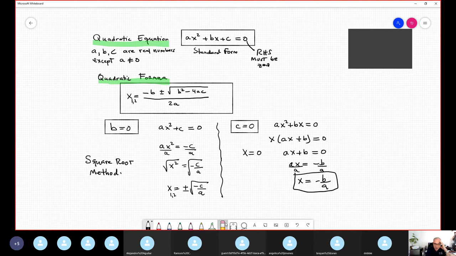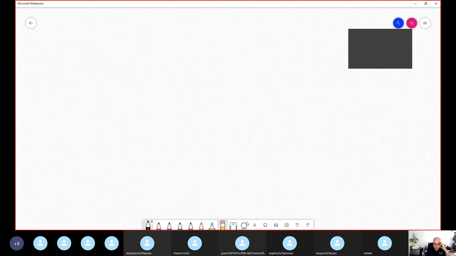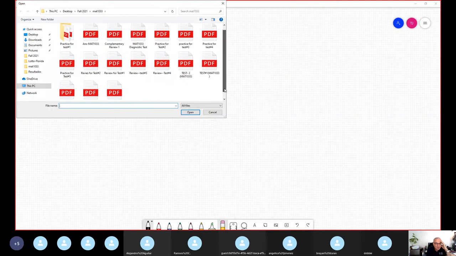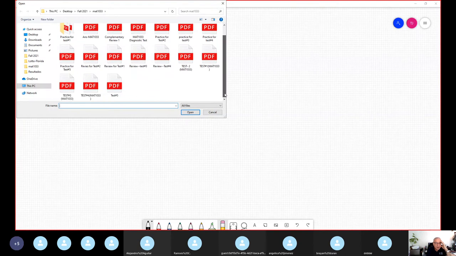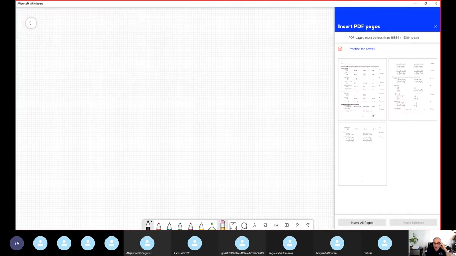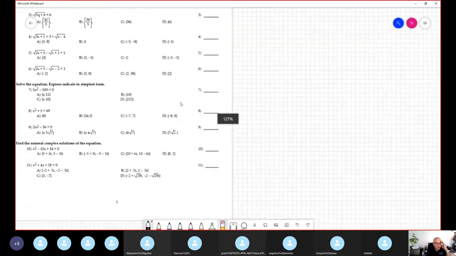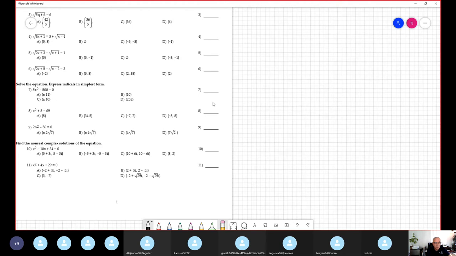Okay, erase everything. Let's upload the page for the example. It's the practice for test number 5. That page. Okay. Solve the equation, express the radical in simple form.